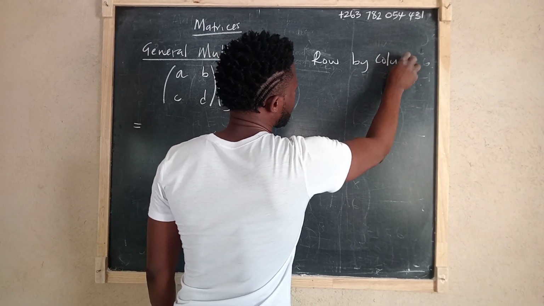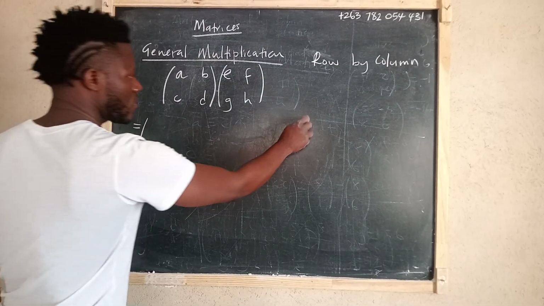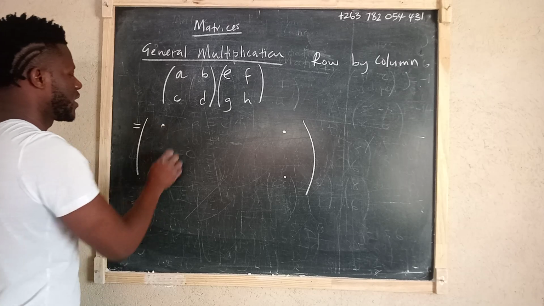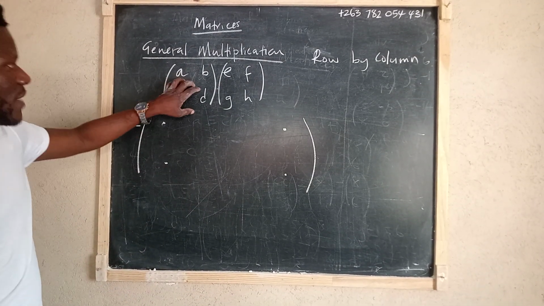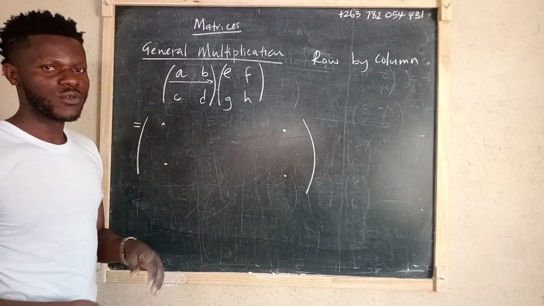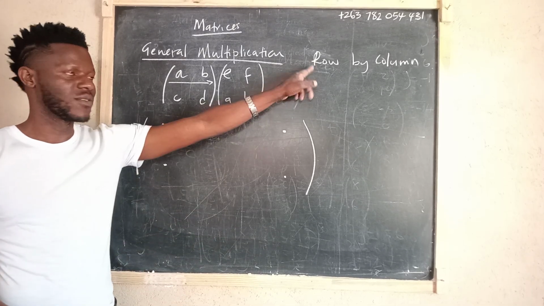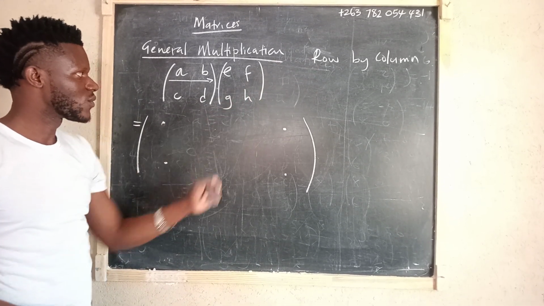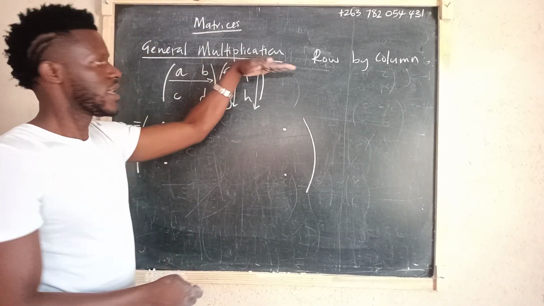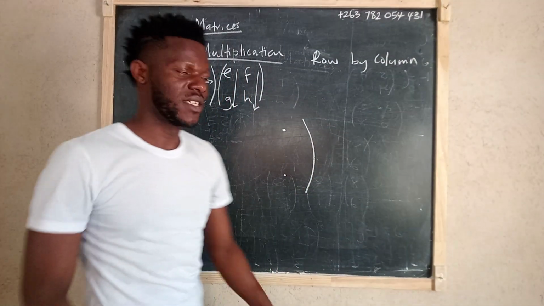we are going to use the row by column method. By row by column, we mean we are expecting answers of this format, a 2 by 2. The first matrix will be supplying rows. There's no way we are going to look at A and C, but A, B, and C, D. The first matrix will give us rows, then the other matrix will give us columns. We'll be looking at E, G, not E, F, but E, G and F, H. That's row by column multiplication.